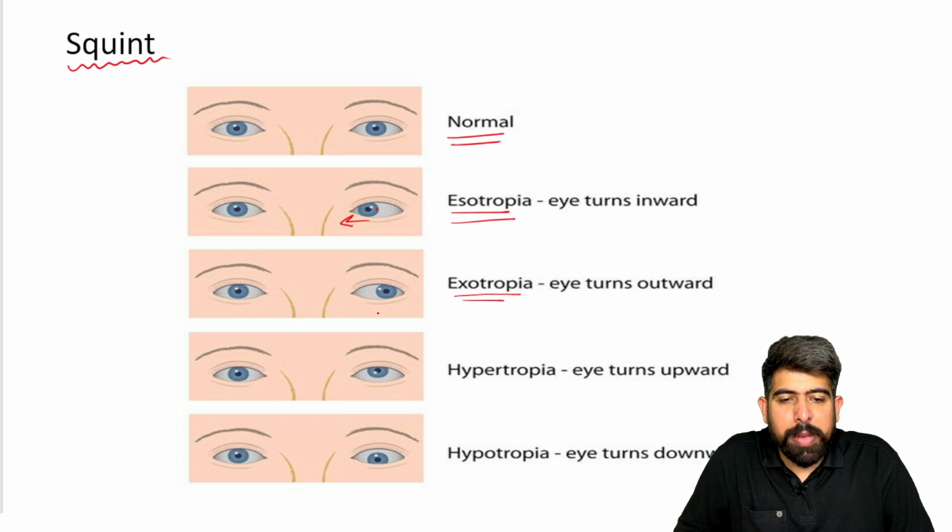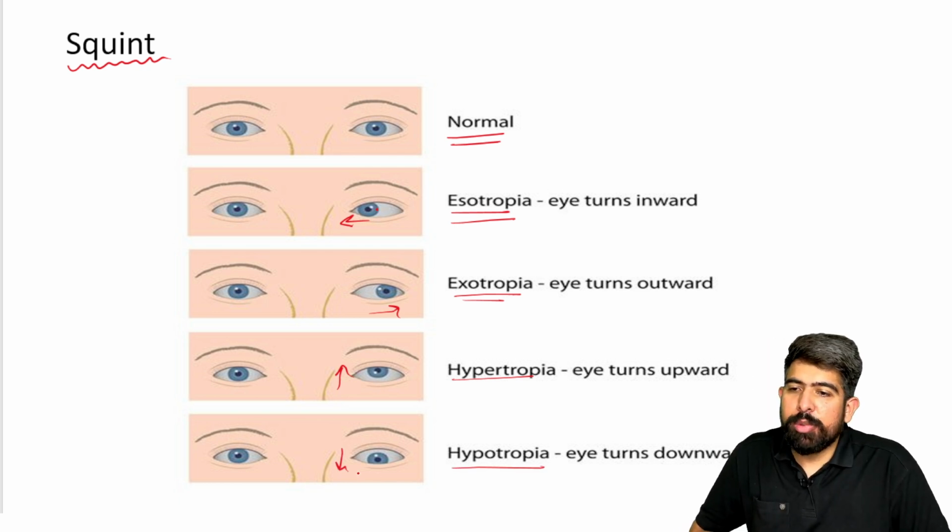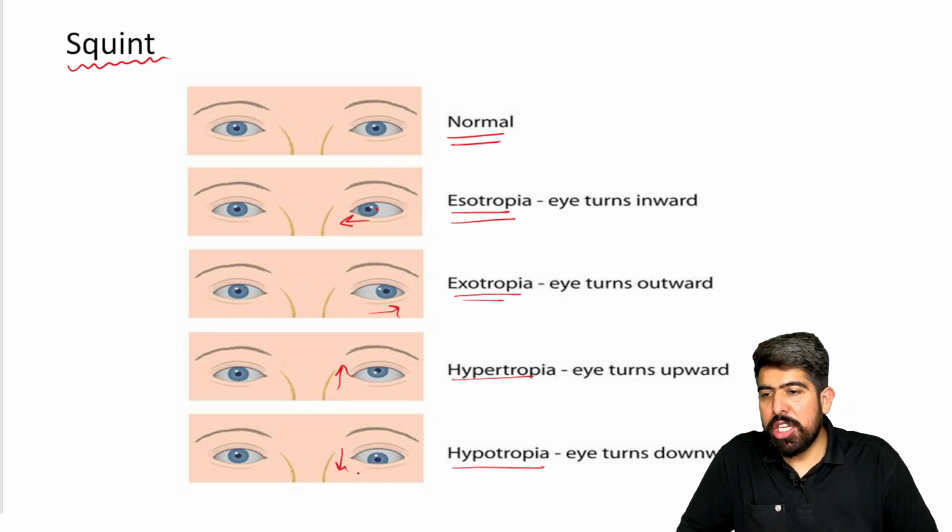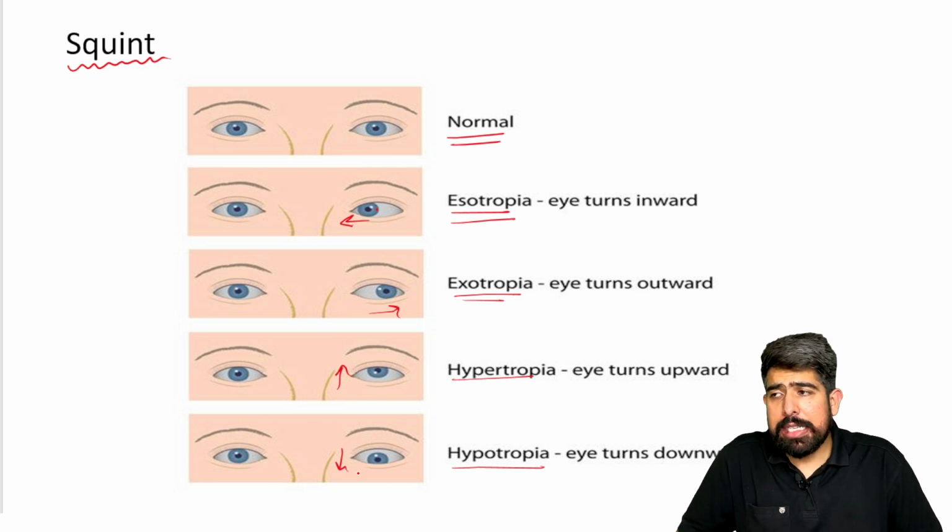The next is exotropia. The eye is coming outward, right? The next is hypertropia. The eye is moving upwards, and your last one is hypotropia. The eye is moving downwards. For the treatment of your squint, you have to do muscle shortening surgeries. Muscle shortening surgery should be done in these cases, right?